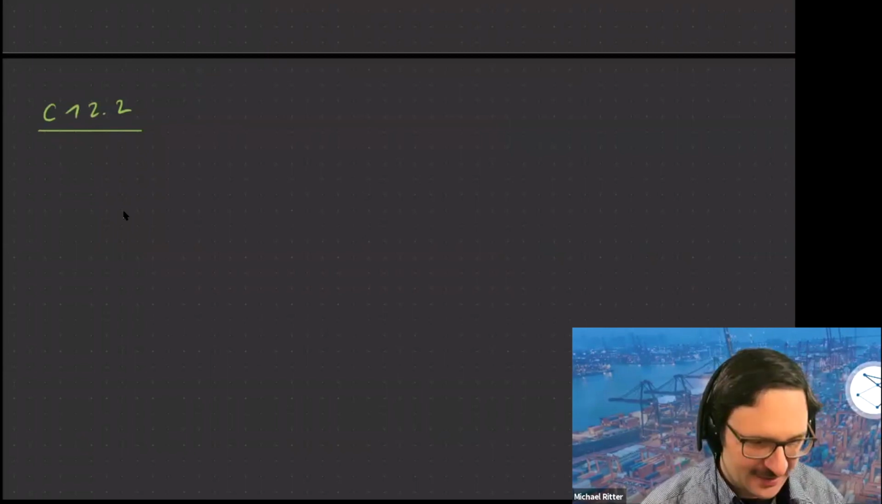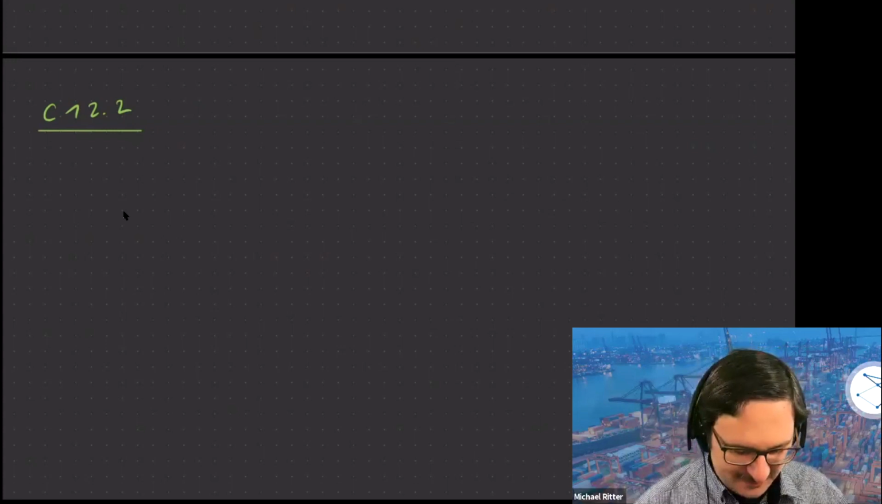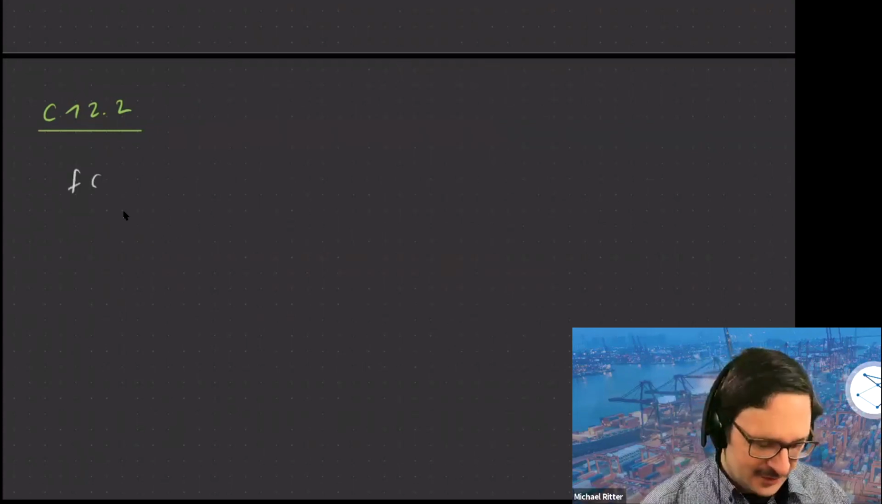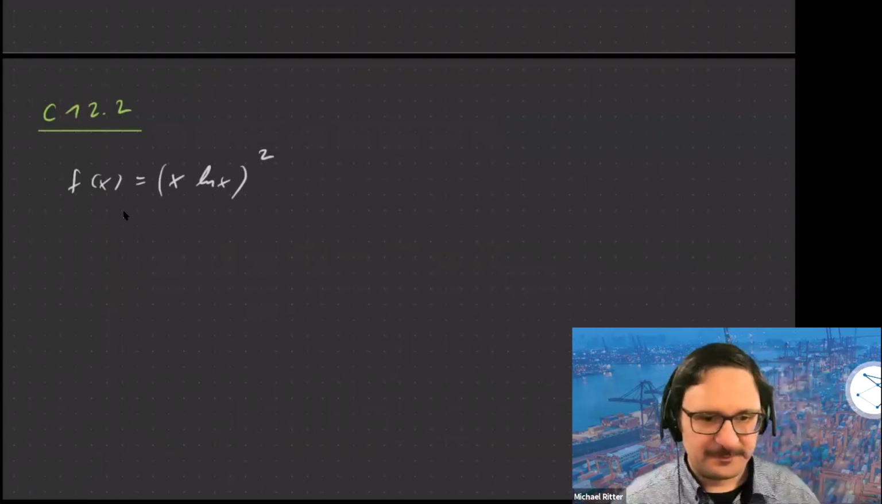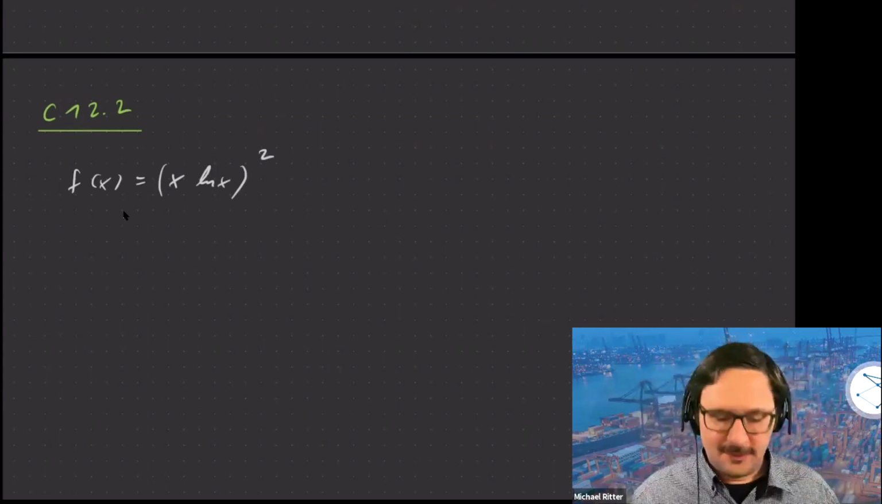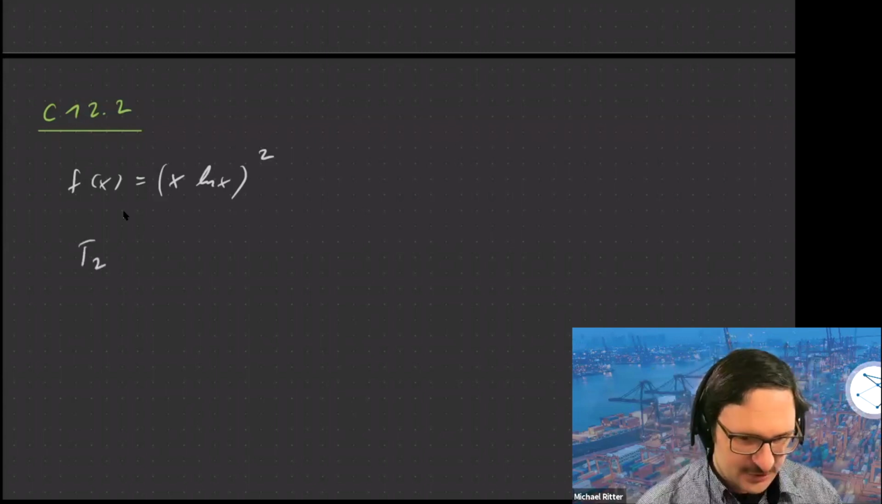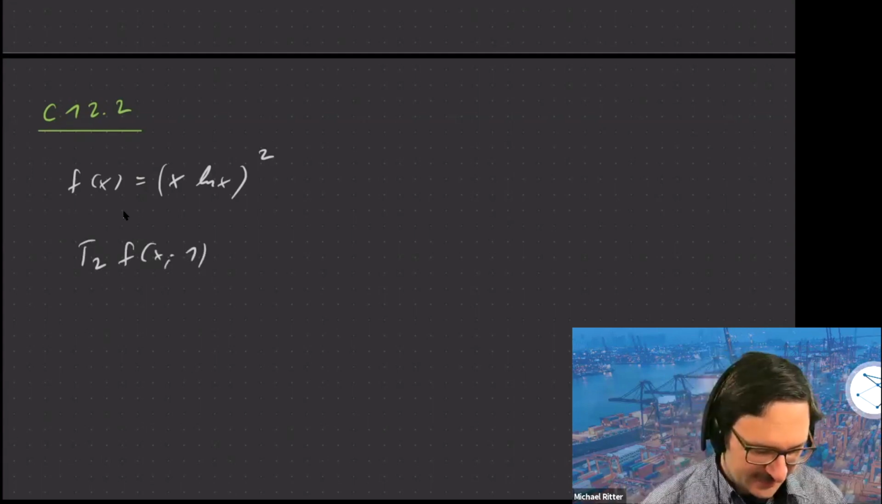So C12.2, that is about Taylor. In this case, we have a function which is given as f of x equals x ln x squared, defined from 0 to infinity. And we want to determine the Taylor polynomial T2 of f at 1. Right, so this here means the Taylor polynomial of degree 2. That's the degree of that polynomial.